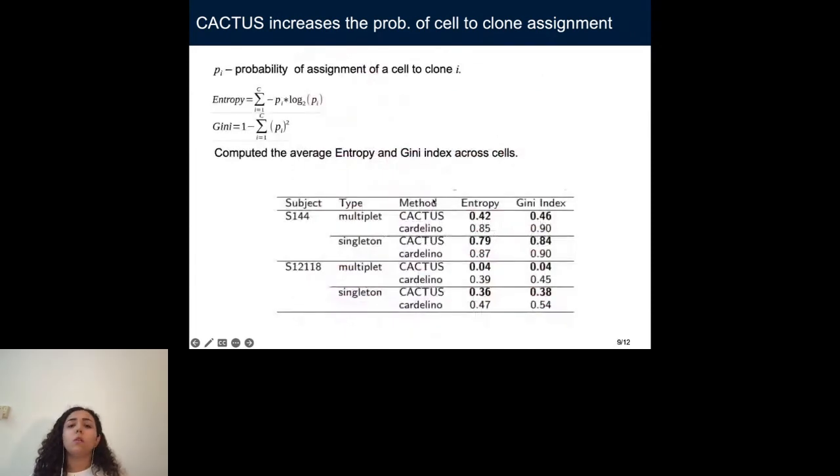And we also somehow measured this certainty by calculating the average entropy and gene index. Here in this table, you can see both numbers are better, and you can see that CACTUS was better in all the cases, but the difference between CACTUS and Cardellino in multiplet clusters, where we have more information, is much bigger, and you can see that CACTUS was much better.